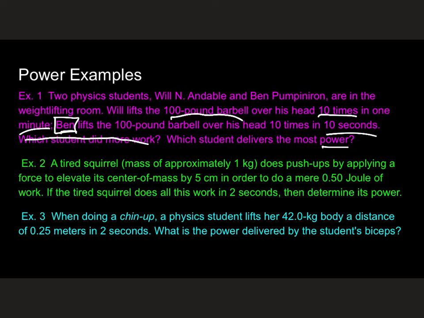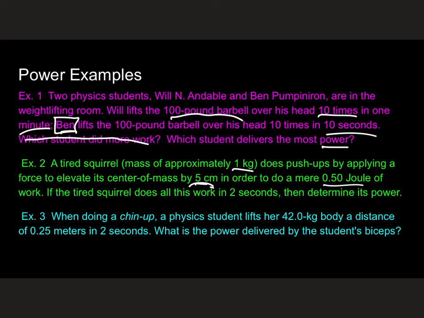All right. Second one, it's where we might have to do a little bit of work, but it shows you how you have to calculate work before you can get power. So you have a tired squirrel of approximately 1 kilogram. That's actually a fairly hefty squirrel. Does push-ups by applying a force to elevate its center of mass 5 centimeters. Now, if we were calculating this, we would have to go ahead and convert that into meters, and we would end up multiplying or dividing it by 100. But I did it for you, so you just get 0.5 joules of work, okay?